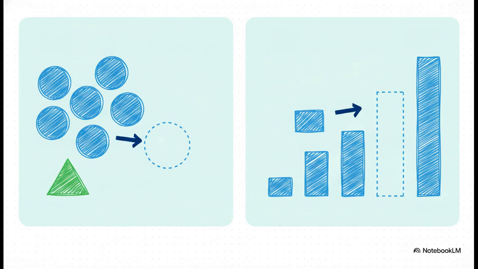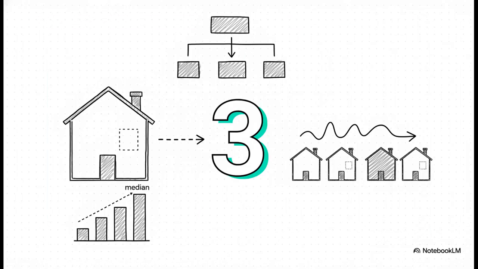If you're dealing with qualitative data, categories and descriptions, we usually just fill those missing slots with the mode, basically the most common category in your dataset. Or if that feels a bit off, we safely label them as a brand new category called unknown. But if we're looking at quantitative data, actual numbers, we get mathematical. We usually plug those holes with the mean, which is your average, or the median, the exact middle value of your set.